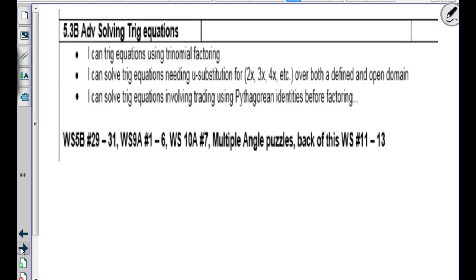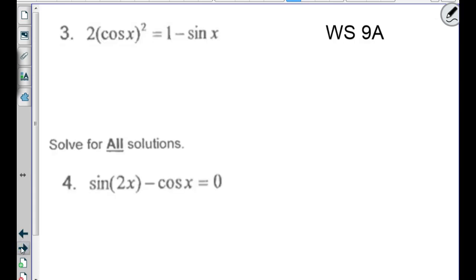Okay. 5.3b just has more complicated factoring and stuff. These are on 9a. I don't know if we actually did these Friday, so I'm going to go kind of quick.